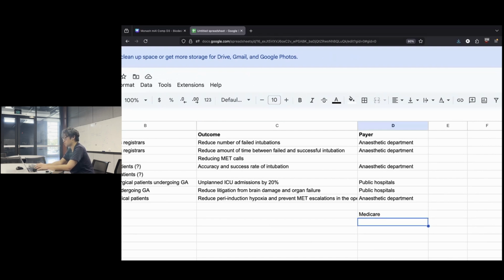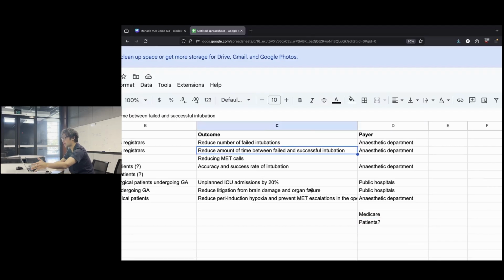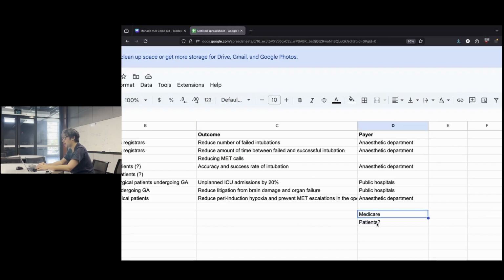Clinics aren't appropriate for this one. I don't know if patients would pay for anything, because people are used to getting intubated without cost. But that's in Australia. In other countries, it could be that the government plays a bigger role, or a lesser role, or patients might play a bigger role.